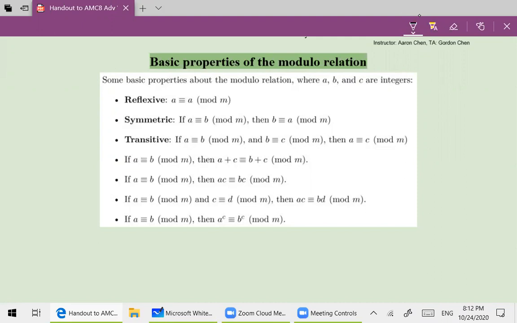Okay, so some basic properties about the modulus relation. First of all, it's reflexive, which basically means A is congruent to A mod M. It's also symmetric, which means that if A is congruent to B mod M, then B is also congruent to A mod M. It's also transitive, which means that if A is congruent to B mod M, and B is congruent to C mod M, then A is congruent to C mod M. And if A is... you can read these for yourself.